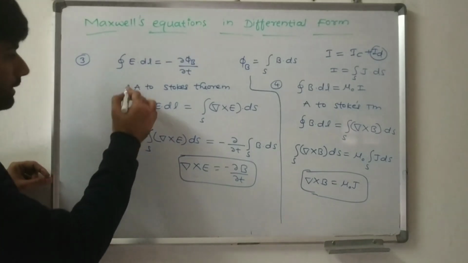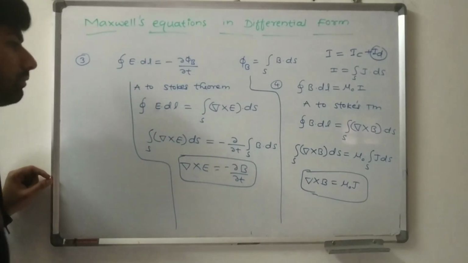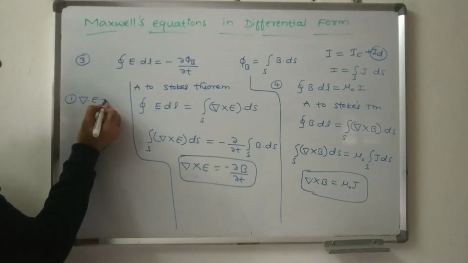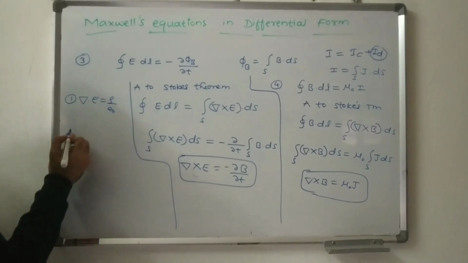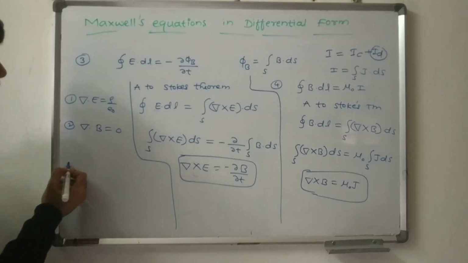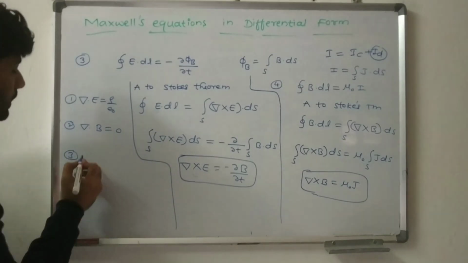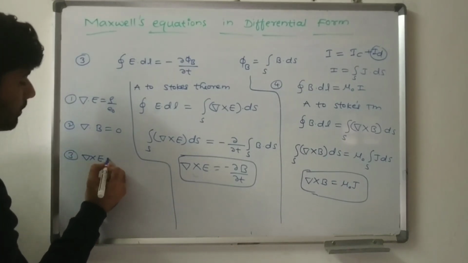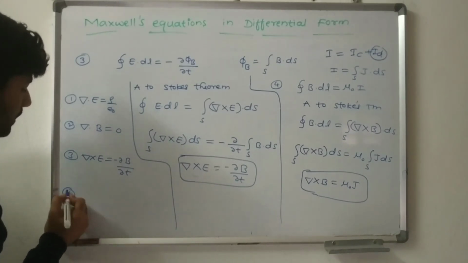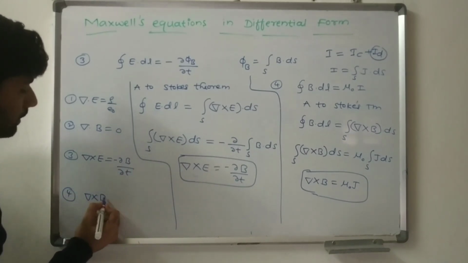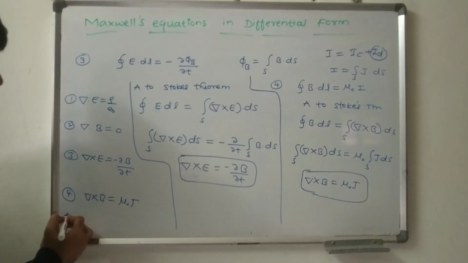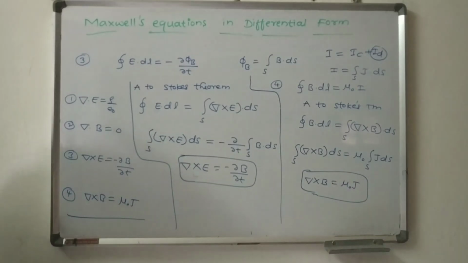So now I will write the four equations in differential form. The first equation is del dot E is equals to rho by epsilon naught. Second equation is del dot B is equals to 0, and the third equation that we got is del cross E is equals to minus dou B upon dou t, and the fourth equation is written as del cross B is equals to mu naught into J. So these are the four Maxwell equations in terms of differential form.